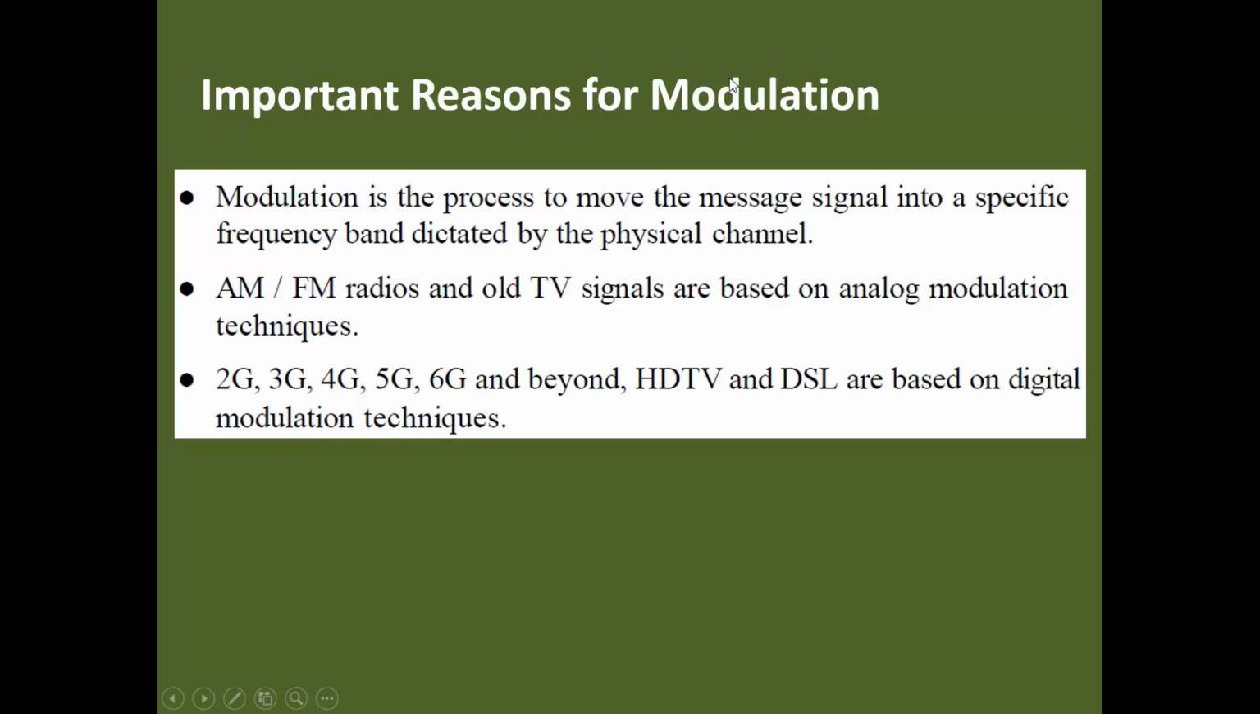Now, the important reasons for modulation I have already described. Modulation is the process to move the message signal into a specific frequency band dictated by the physical channel. AM and FM radios and old TV signals are based on analog modulation techniques. At present we are in the era of 5G, but earlier it was 2G, 3G, and 4G. Those all use digital modulation techniques. We will cover the digital modulation techniques, and I will explain them in the next lecture. Thank you.